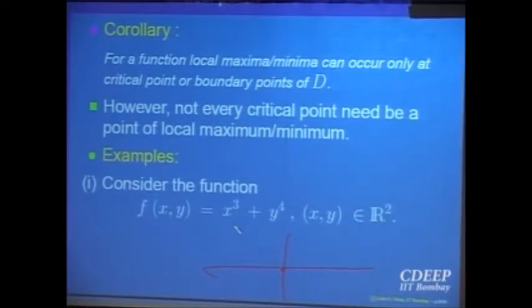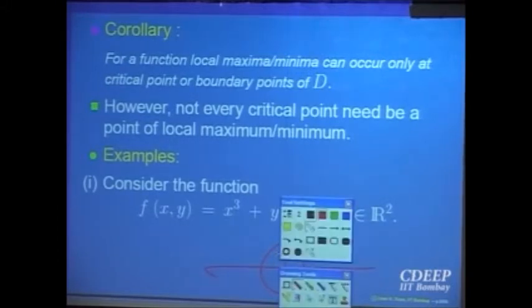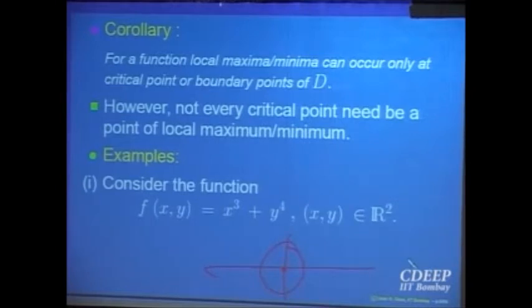If it is a point of local maximum, what should happen? There should be a neighborhood of 0, 0 so that whenever I take any point inside this, the value at that point should be less than or equal to the value at the point 0, 0. Then 0, 0 will be a point of local maximum, right? But if I move along the negative x-axis, then what are the values? They are negative, right? At 0, 0 the value is 0, so it goes below, right?